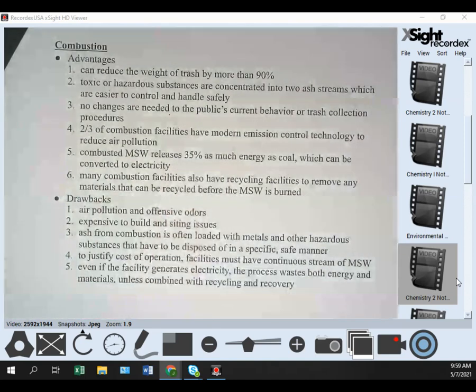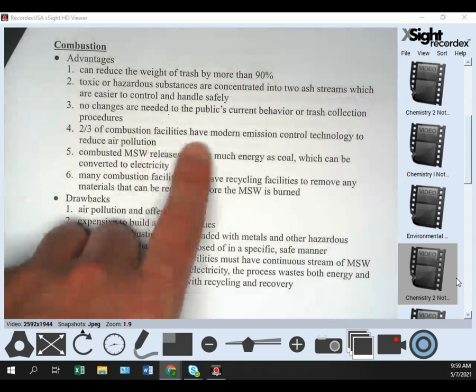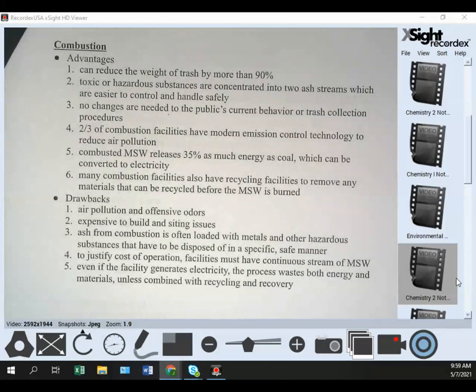2/3 of combustion facilities at the time this was written, so hopefully it's even more now, have modern emission control technology to reduce air pollution. Be some of the stuff that we saw there.